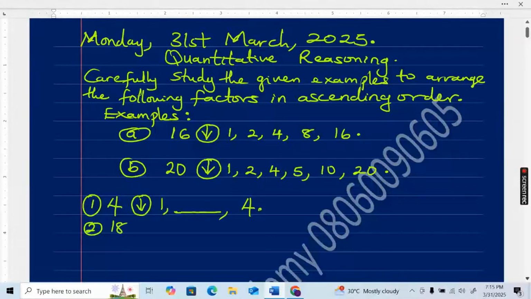I've been given 18. Then I have the circle with an arrow inside the circle. Then I have 1, a blank space. I have 3 after that. Then I have another empty space before the last number, 18. We are all going to think it through together.